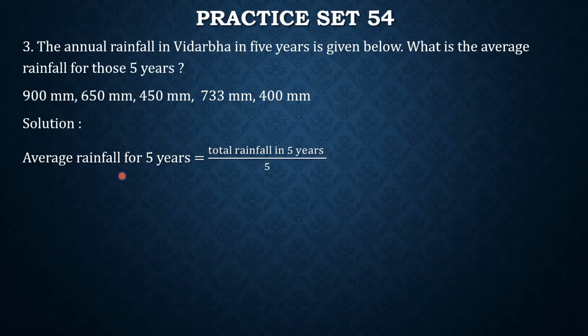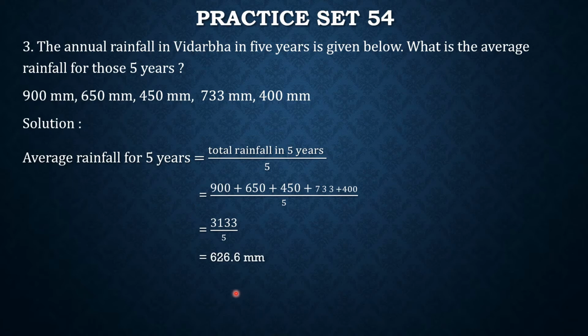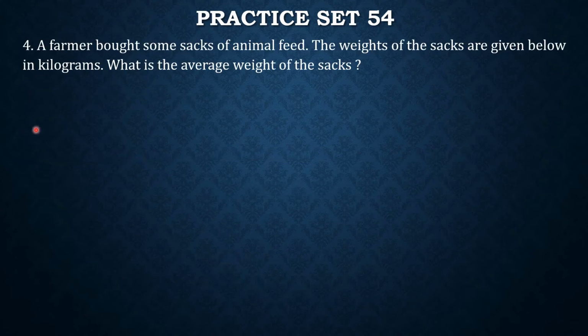So average rainfall of 5 years is equal to total rainfall in 5 years upon 5. So 900 plus 650 plus 450 plus 733 plus 400 divided by 5. So we get 3133 upon 5. And when we divide, we get 626.6 millimeter. Therefore, the average rainfall for 5 years is 626.6 millimeter.